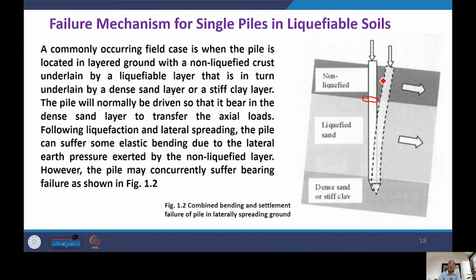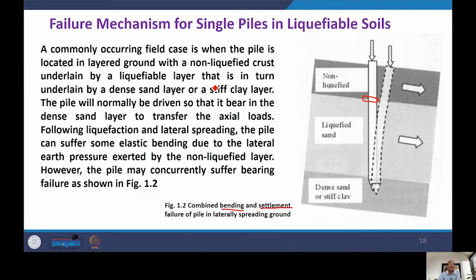What will happen? Some inertial force is applied when liquefaction occurs in this layer. Then this top layer exerts inertial force on this part of the pile, and it gets buckled. So this part gets buckled, and at the same time you can see it is settling also. As a result, in this case, it will be a combined bending and settlement failure of the pile in laterally spreading ground. So in this case, the failure is due to both effects, bending as well as settlement.